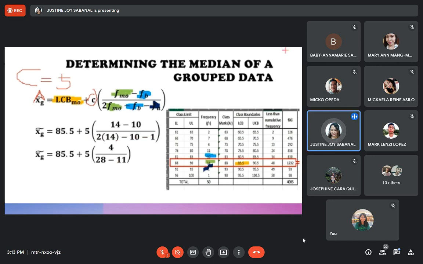So now we have 85.5 plus 5 times 0.2353, 0.2353. So yung value po natin would be, the mode is equivalent to 86.68. So clear po? Yes po. Okay po. So that's all po for our discussion today.